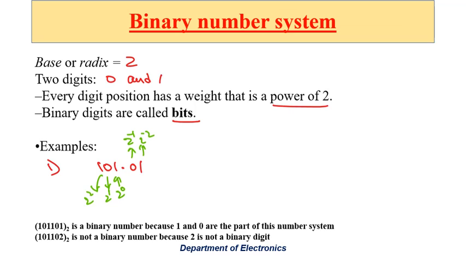And we define two more examples. In the first example, it is a binary number because the entire number is composed of zeros and ones only. In the second example, this is not a binary number because in the formation of the number, along with the 0 and 1, we used one more digit, that is 2, which is not a part of the binary number system.